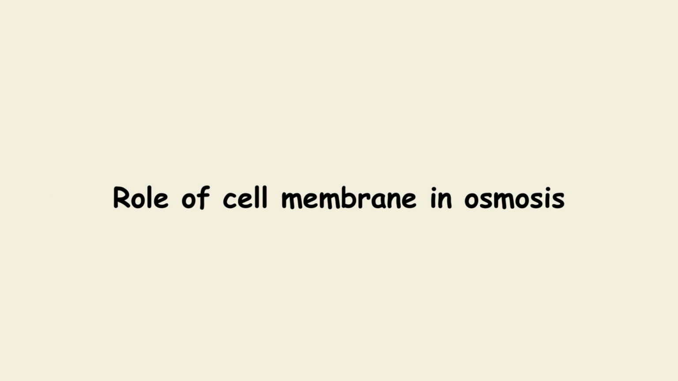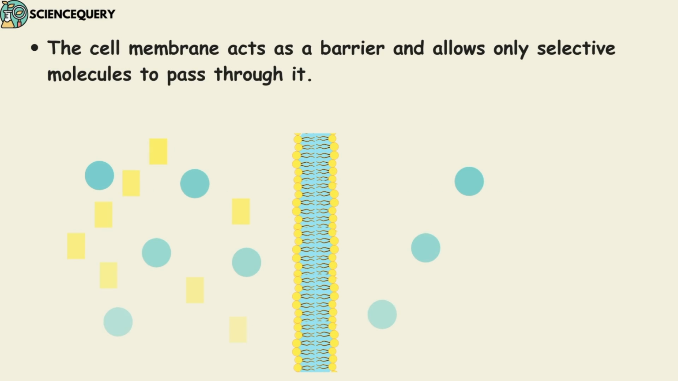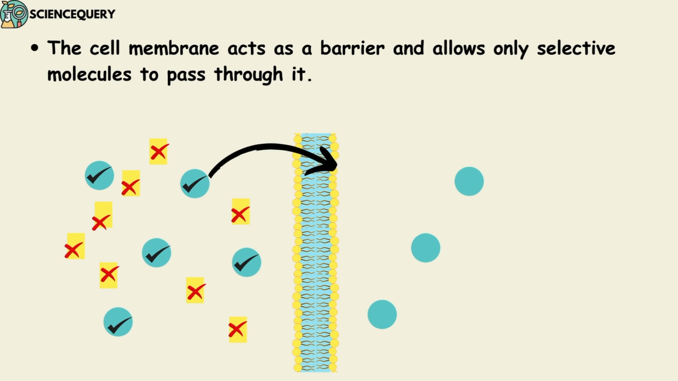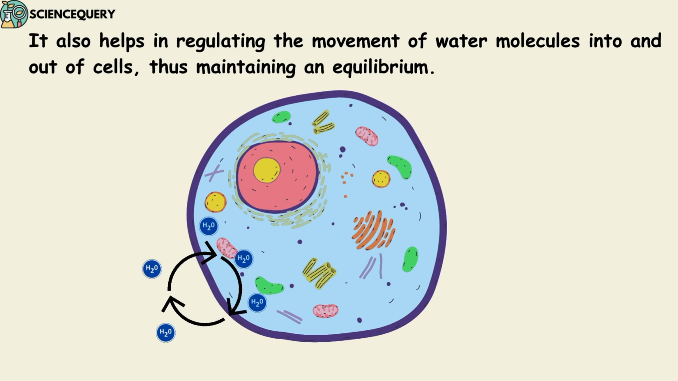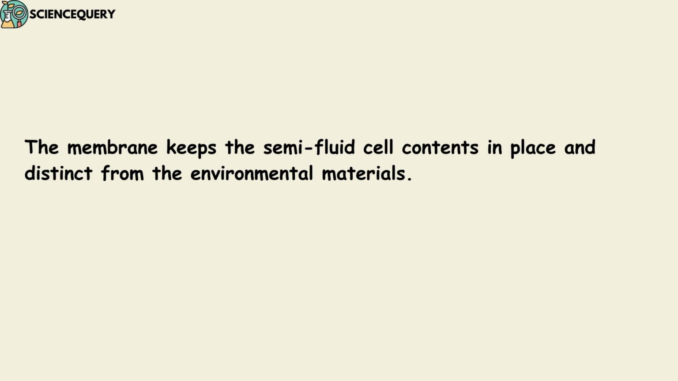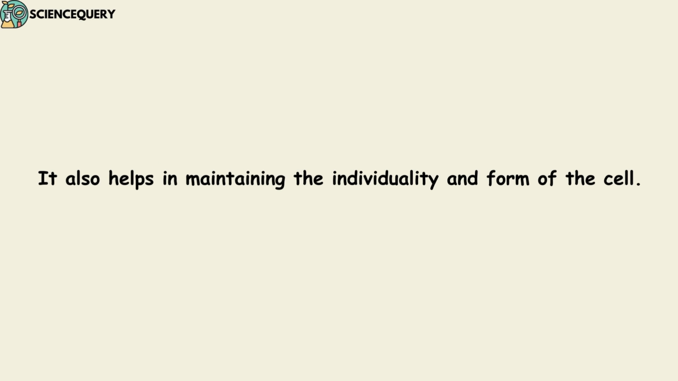Now let us see the role of cell membrane in osmosis. The cell membrane acts as a barrier and allows only selected molecules to pass through it. It also helps in regulating the movement of water molecule into and out of the cell, thus maintaining an equilibrium. The membrane keeps the semi-fluid cell content in place and distinct from the environmental material. It also helps in maintaining the identity and form of the cell.